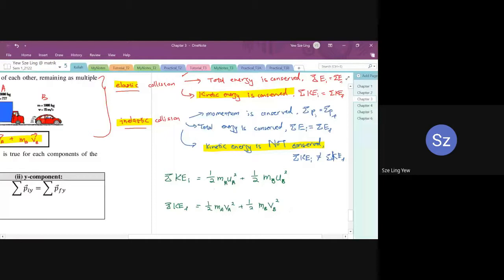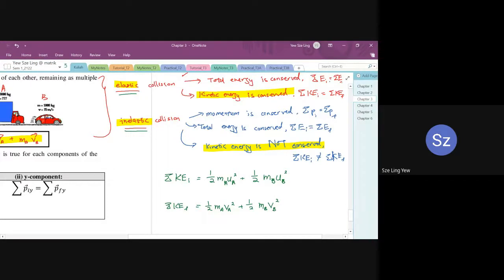And then you make a conclusion. If they have the same value, then it is elastic collision. If the two of them have different values, then you can conclude that it is an inelastic collision. So this is how you justify whether it is elastic or inelastic collision. All right. So if the question asks you, how do you know that the collision of two objects is an elastic collision?